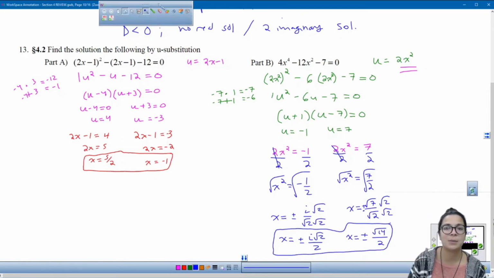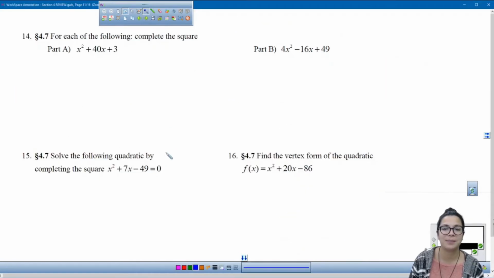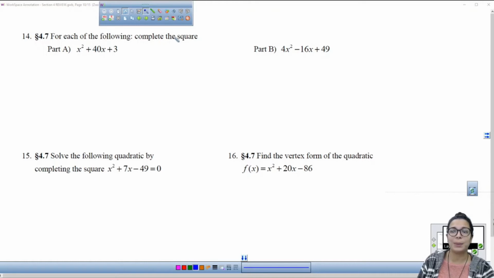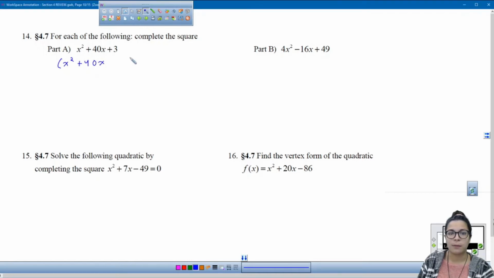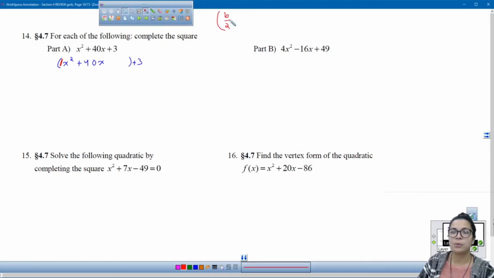All right, let's move on to 14. Okay, so on number 14, we need to complete the square. So for part A, remember for completing the square, we need to separate the first two terms from the back term. And then when the coefficient is 1, and only when the coefficient is 1 here, b over 2 squared to find what we need to add here in order to complete the square so that it becomes a perfect square trinomial. So our b value is 40. If we divide it by 2 and then we square it, that would be 20 squared, which would be 400. So we need to add 400 here to make this a perfect square trinomial.